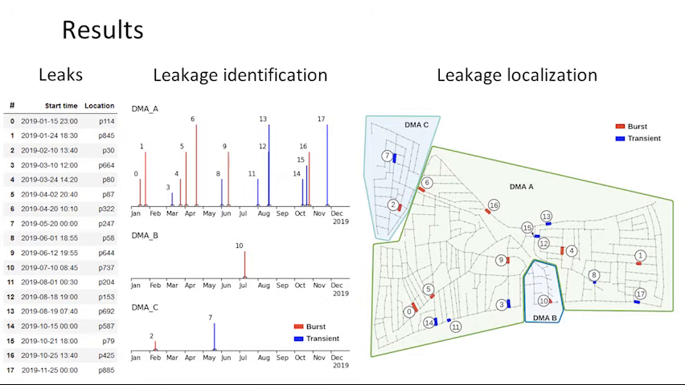The timeline chart illustrates that all leaks were fairly spread throughout the year. In this chart, the red lines annotate bursts or pipe breaks, whereas the blue lines annotate transients or progressing leaks. The colors are transferable to the map on the right, where the locations of each leak can be spotted.